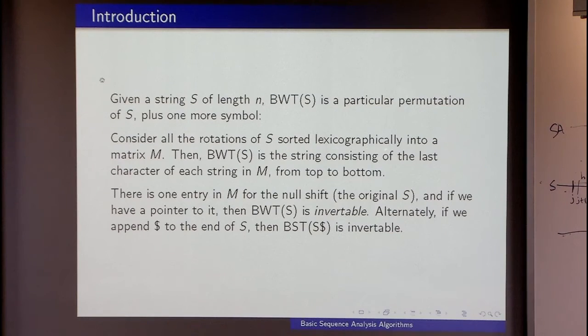And so imagine each of those, you've generated each of those, and now you sort them lexicographically into a matrix M. Okay? And then the Burrows-Wheeler transform of string S is the string consisting of the last character from each string in M going top to bottom. Okay, let me give you an actual picture for this.